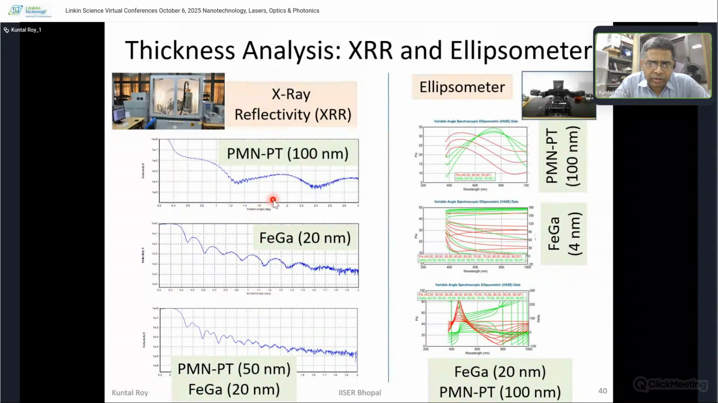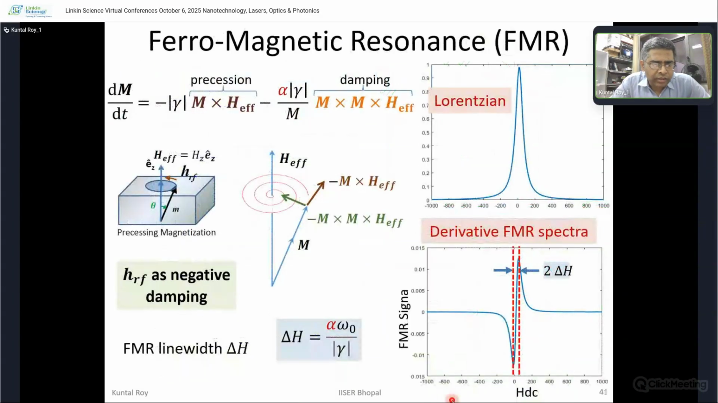Now after that we need to see whether the thicknesses have been deposited properly. For PMN-PT, for example, or iron gallium, or even bilayers, we have done XRR, X-ray reflectivity, that can give the fringes. And you see that for the bilayers, we are getting two sets of fringes, and it shows very clearly that bilayers are there. Similarly, we have also utilized the ellipsometer for different single and multiple materials, and from there we can do the data analysis and individually calibrate those thicknesses, particularly at lower dimensions.